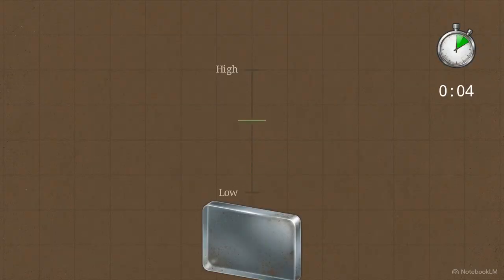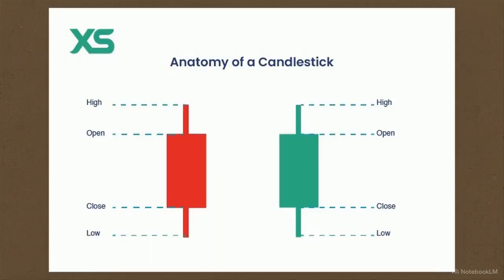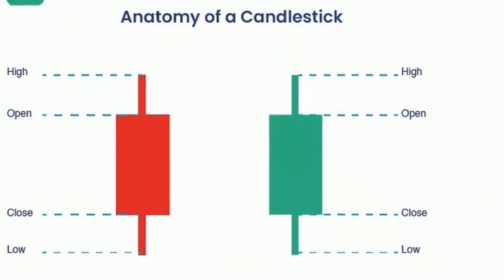When the 5-minute timer expires, the final recorded price is locked in as the close. This is the final anatomy of a candlestick. The space between the opening price and the closing price solidifies into a thick central block called the body. The color indicates the victor.